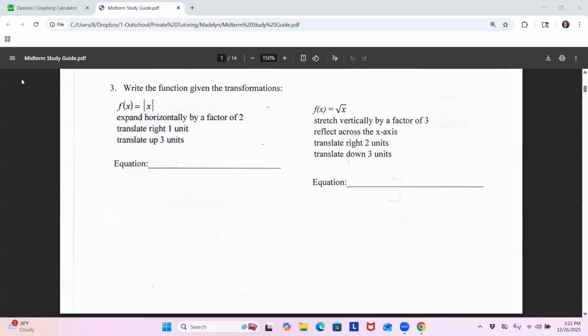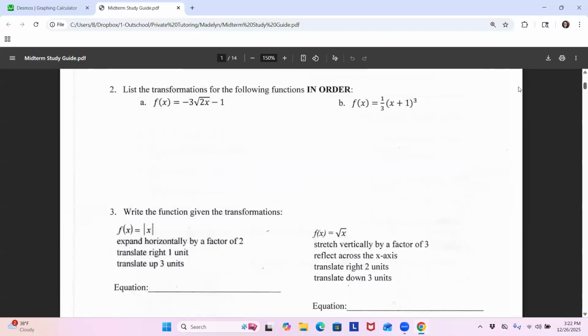So now that we know that for sure, come back up to number 2, please. This one should be horizontal compression by a factor of 1/2 because that's the reciprocal. The rest of whatever I put for 2a should be right. But this horizontal thing needs to be the reciprocal. Okay.